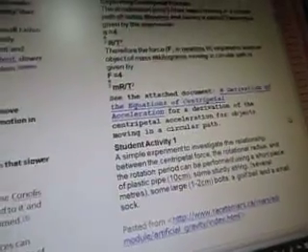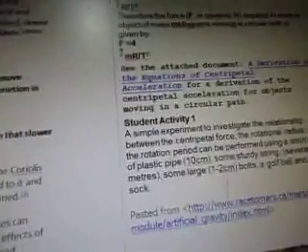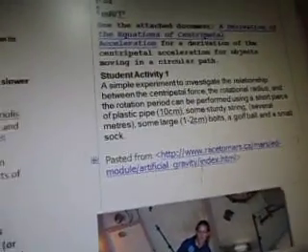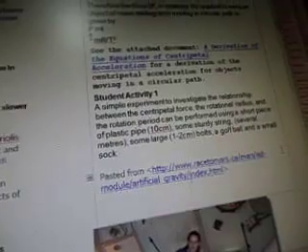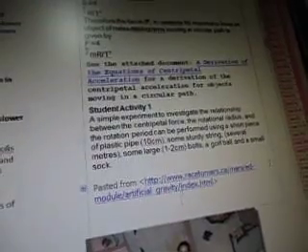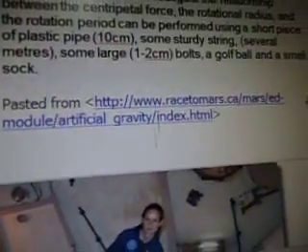Okay, so I got this from a student activity page, by the way. A simple experiment to investigate the relationship between the centrifugal force, the rotational radius, and the rotation period can be performed using a short piece of plastic pipe, some sturdy string, some large bolts, a golf ball, and a small sock. And that's under www.racetomars.ca. I guess it's a fun site where you can try different things.